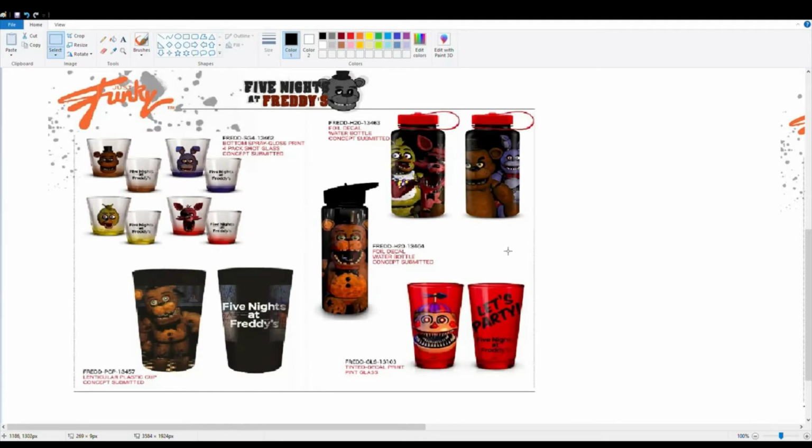Especially since most of these came out in 2016, when most of the merch was coming out. Around 2015 and 2016, most of the FNAF fans were either children or under the age of 18. Sure, there were some fans that were 18 or older, but most of them were children or under 18. So obviously this was scrapped.